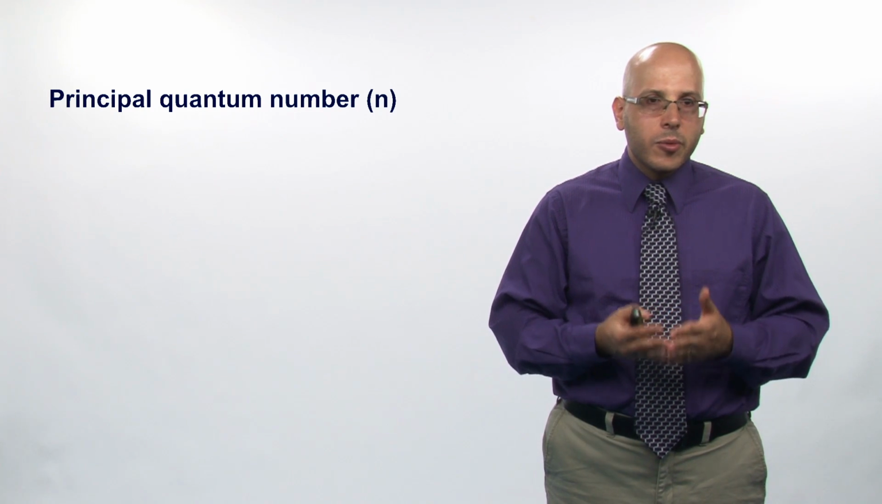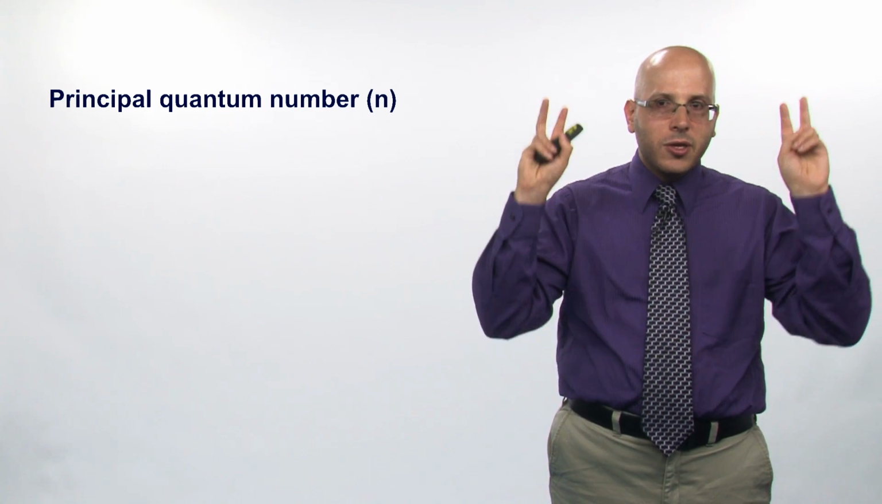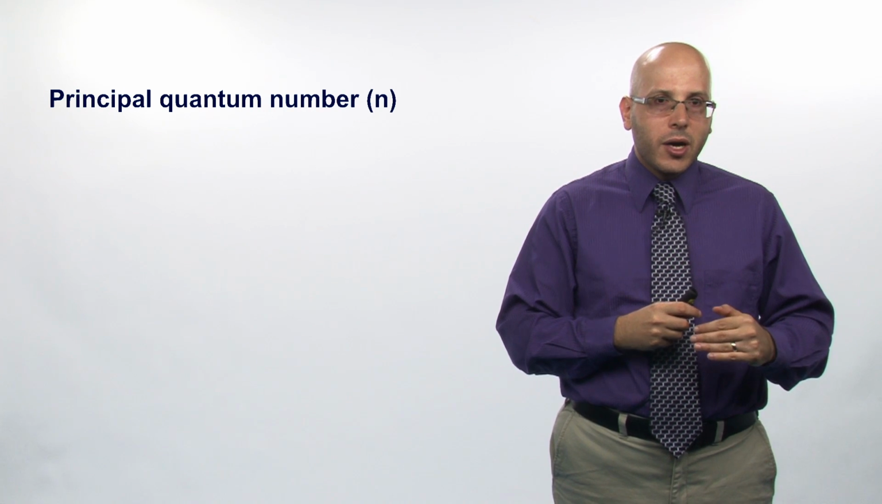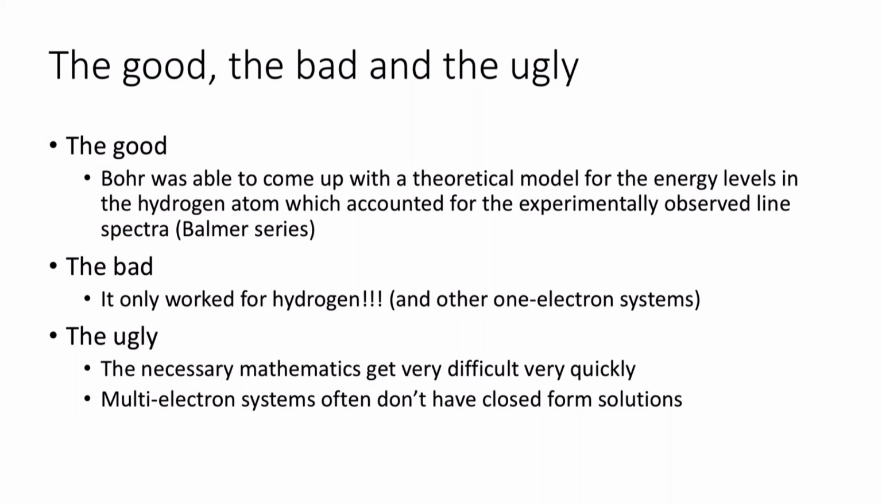Okay, but what I'm going to show you now is the good, the bad, and the ugly. Okay, the kind of truth about what was going on and why it didn't really work for anything other than the hydrogen atom. Here's the good news. Bohr was able to come up with a model for the different energy levels in the hydrogen atom, and it explained everything that Balmer had observed experimentally. Okay, so that's great.